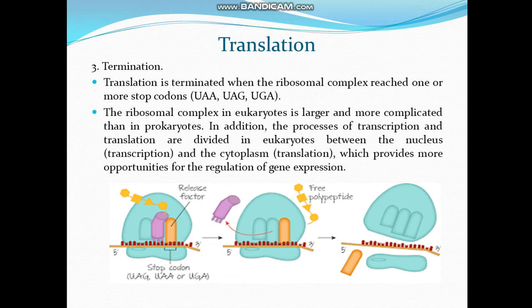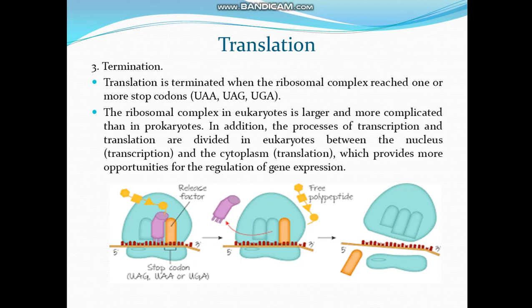The next step for translation is the termination. Translation is terminated when the ribosomal complex reaches one or more stop codons. These are UAA, UAG, and UGA.